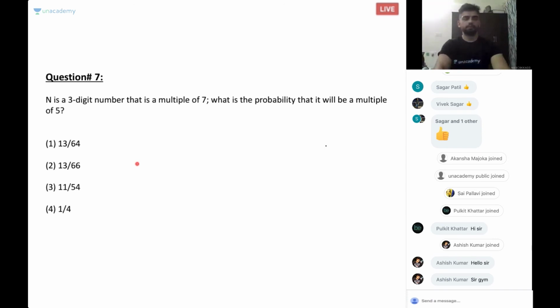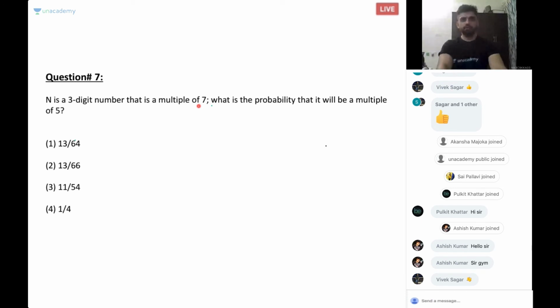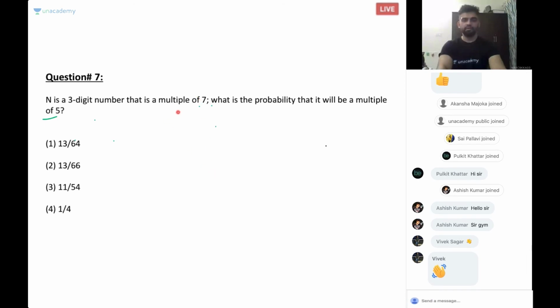Next question. N is a 3-digit number that is a multiple of 7. What is the probability that it will be a multiple of 5 as well? So N एक 3-digit number है, that is a multiple of 7. You have to find out the probability that it will be a multiple of 5 as well. 3-digit number आपको given है, the multiple of 7, the 7x form. You have to find out the probability that it will be a multiple of 5 also. It is 5x also, 5n.